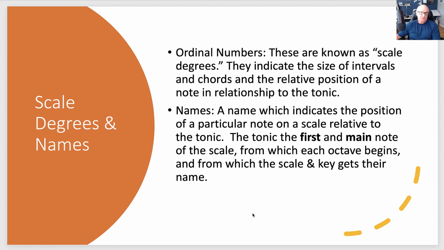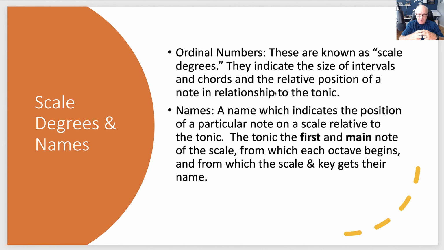We also have names for these, and they're called ordinal numbers. These ordinal numbers are known as scale degrees, and they indicate the size of intervals and chords and the relative position of a note in relationship to the tonic. Now that's kind of a long explanation, but we're going to number every one of those scale degrees, and that gives us a lot of information.